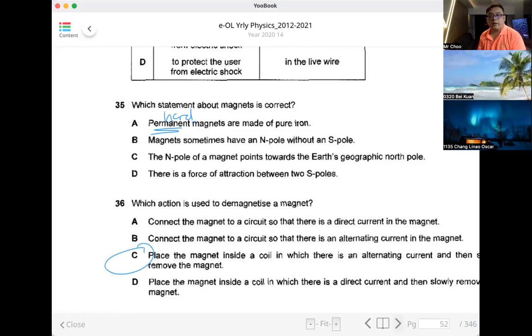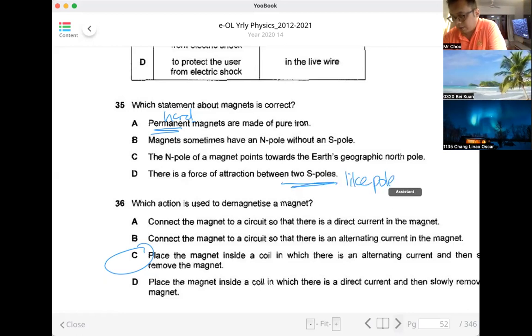Oscar, incorrect. Between two south poles, like poles actually repel. So there is no force of attraction. Okay, like poles will actually repel. Okay, so Oscar, why did you choose all the wrong answers?